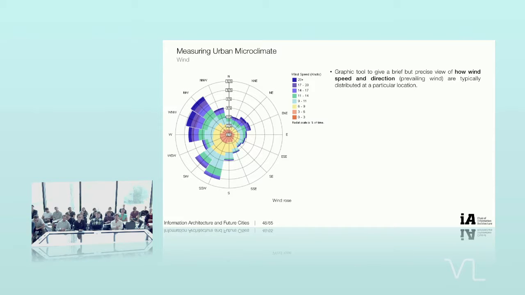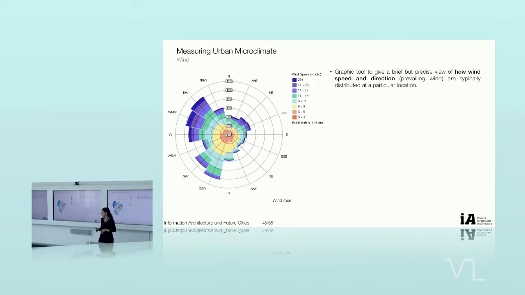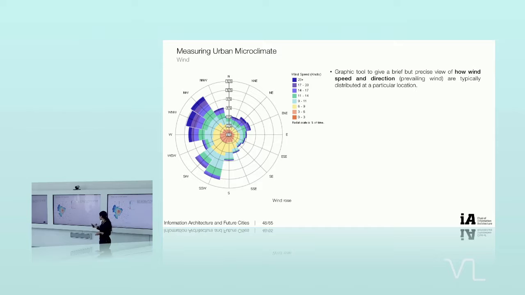So it shows the prevalent direction of the wind and the speed of the wind at the same time. And so normally in every location around the world there's a different wind rose, and it's not that complicated to find it. You can find it on the internet. Each country has its own different wind rose for each location.